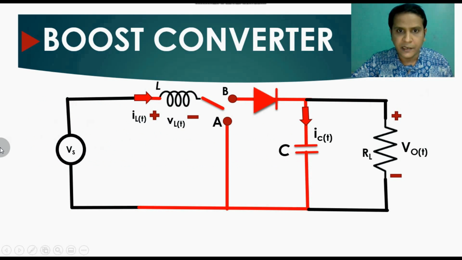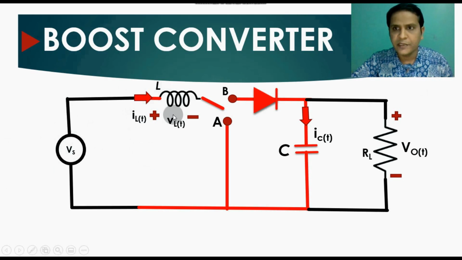So let us understand the basic circuit diagram of the boost converter. You can see this is the Vs, which is the supply voltage, or sometimes it is called the source voltage, and that is connected to inductor L. The current flowing through this inductor is IL over time period T, and the voltage across this inductor is VL over time period T, and the polarity for the voltage is plus here and minus here.